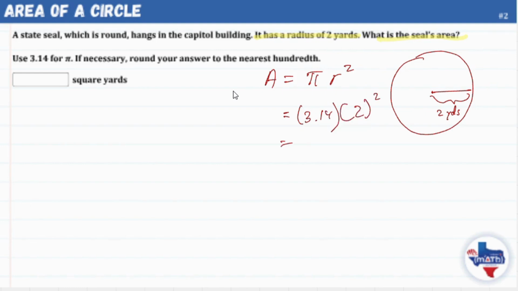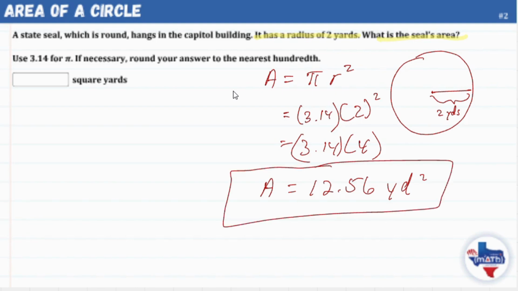The radius is 2, so we'll need to square that. That's going to give us 4. So we'll multiply that, and we get 12.56, and that's going to be in yards squared. So, what is the seal's area? The seal's area is 12.56 square yards.